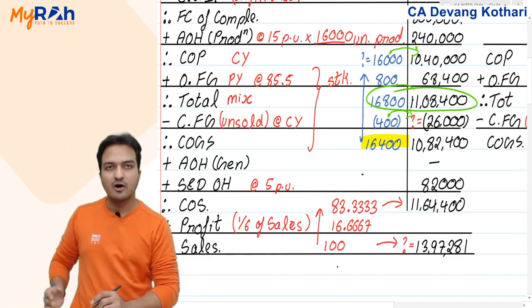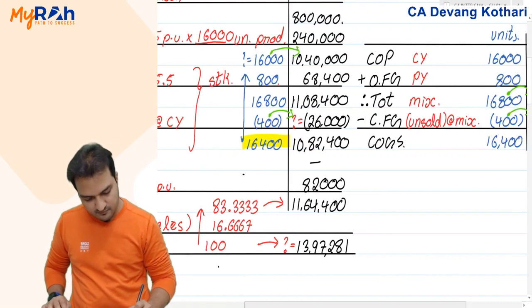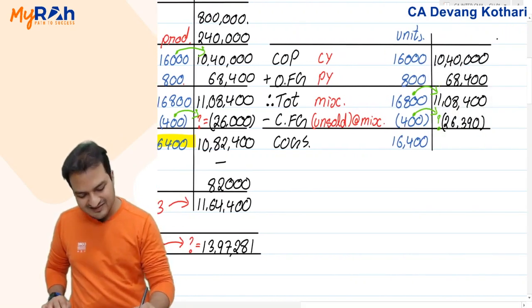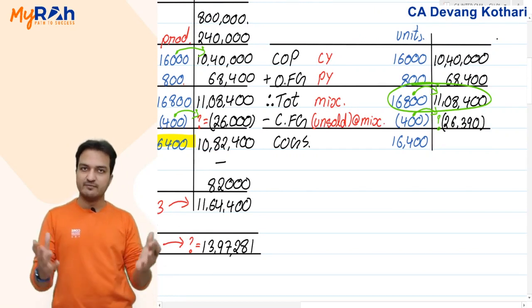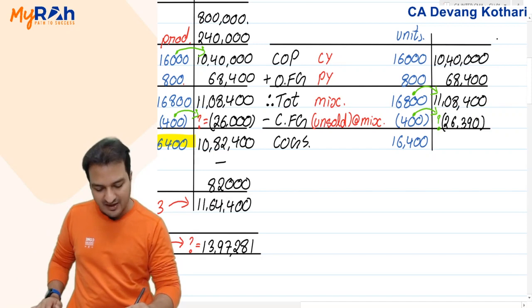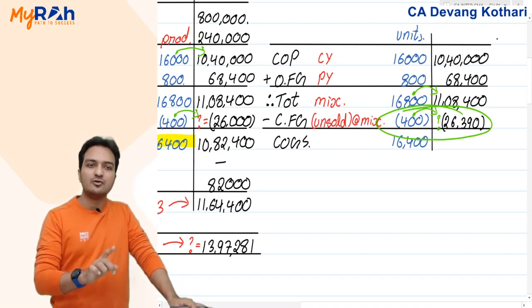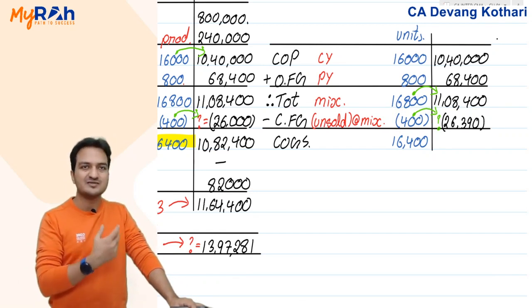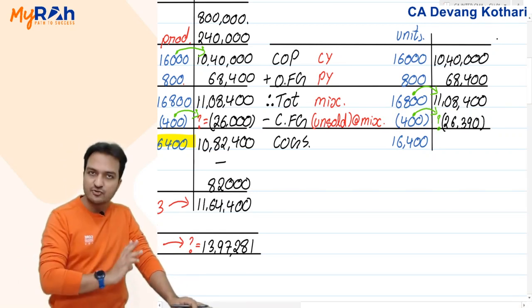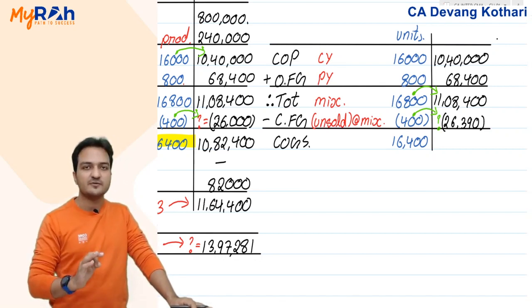Then 400 out of that mixture will have how much value? We did that on the right side over here. 16,800 has the value of 11,08,400. 16,800 is the mixture. Then unsold units are also valued at the rate of the mixture. What value should 400 units have? It gave you 26,390. That became your valuation as per the weighted average method. The remaining things under the weighted average method were the same logic, which I did not ask you to complete. The only thing I wanted you to know was the valuation as per the weighted average method.